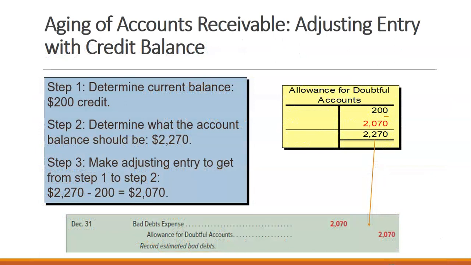It is whatever our journal entry needs to be to bring our balance to $2,270. So that's an important thing to remember, that if we're using the percentage of sales, then our bad debts expense and allowance for doubtful account is whatever amount the percentage of sales is. If we're using either one of the accounts receivable methods, then our adjusting entry is for what we need the allowance for doubtful accounts to be.